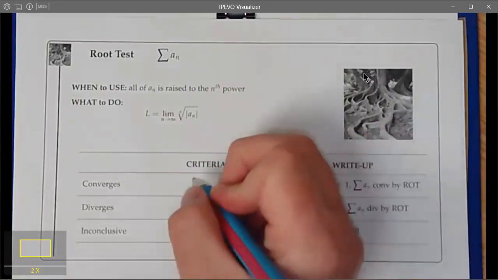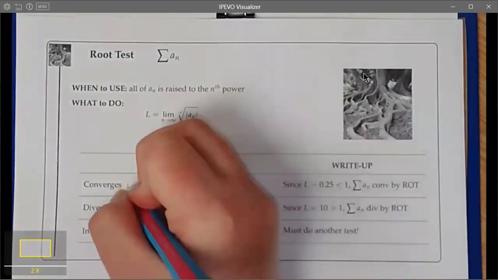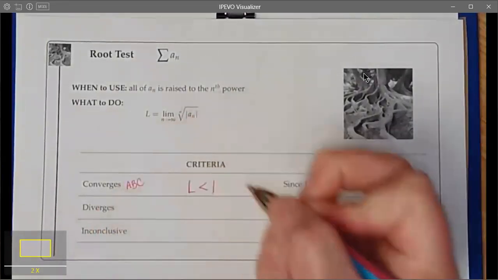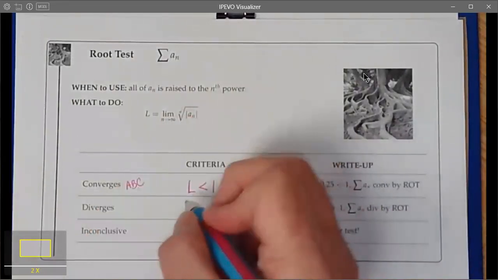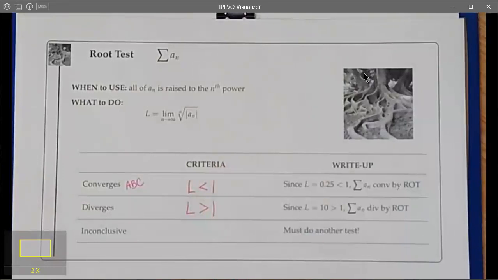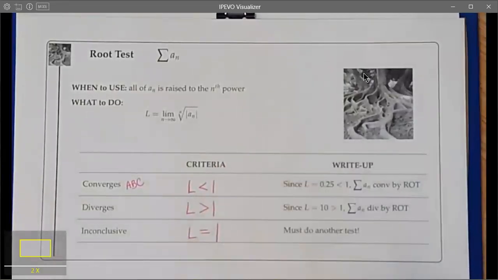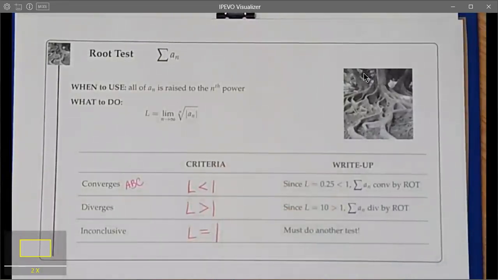So that means that if the limit L is less than 1, then we get absolute convergence. If the limit L is greater than 1, our series diverges. And if L is equal to 1, then our test is inconclusive. You need to do something else to figure out if your series converges or diverges.